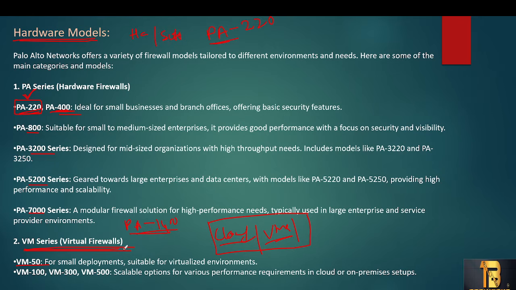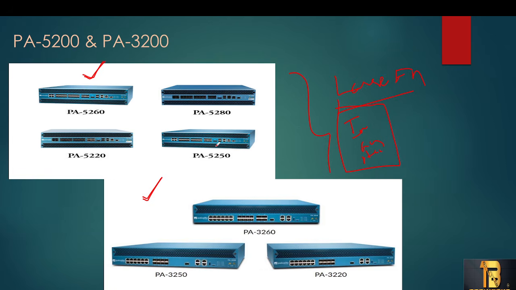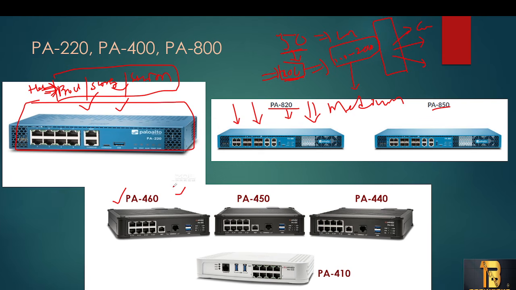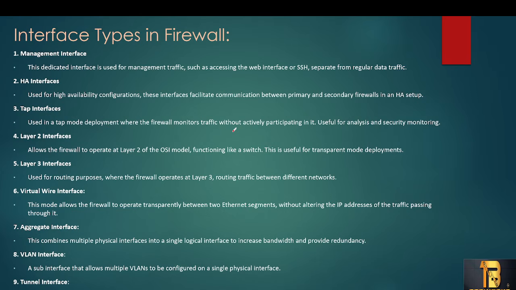If your company is small and your network traffic is low, you can go with VM50. Otherwise, based upon your company size, enterprise level, or network traffic, you can go with VM100, VM300, or VM500. These VM firewalls are supported. So these are the hardware and software models, and these are some pictures I have taken to show how the firewalls look. This is the same as routers and switches. All networking devices are designed in the same way to have access.